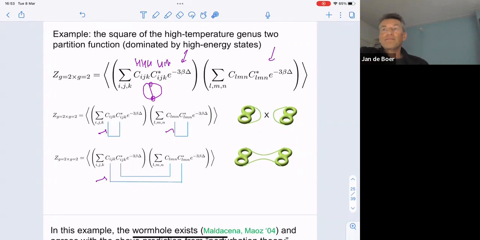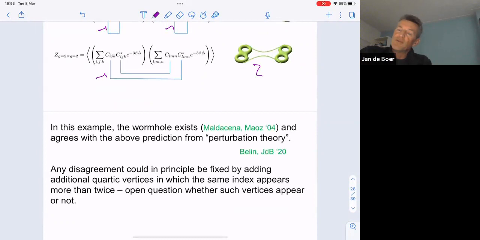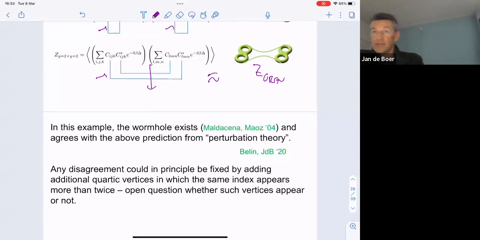So this is almost like turning the logic around. We use the statistical picture to predict wormholes, rather than using the wormholes to predict statistics. In this case, this wormhole does exist. It's well known. It's a very simple one. It was written down by Maldacena and Maoz already almost 20 years ago. And you can check explicitly that the partition function that you compute using gravity agrees approximately with what you get from these Wick contractions here. So that's evidence that the statistical picture is correct, and that these wormholes are simply a gravitational manifestation of the statistical nature of the OPE coefficients.